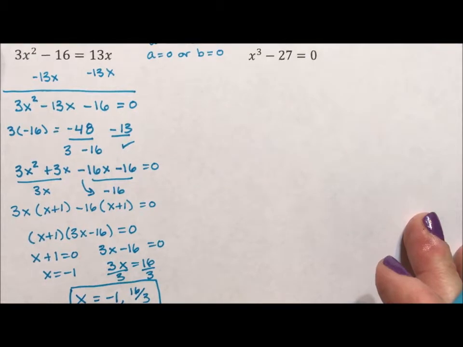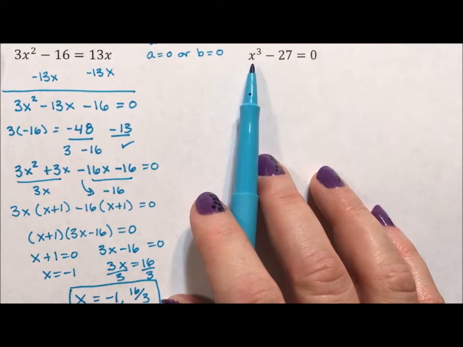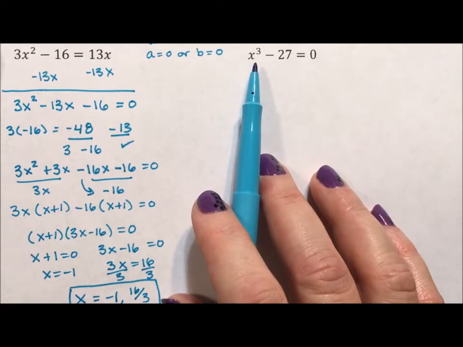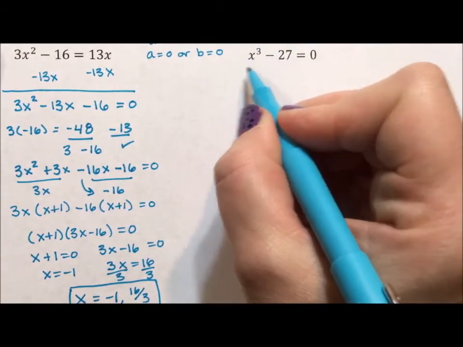So on the other side, my second example only has one term with a variable. A lot of people start with factoring, and that's not going to go well because what's happening here is I only have one term with a variable. So I'm going to isolate it.